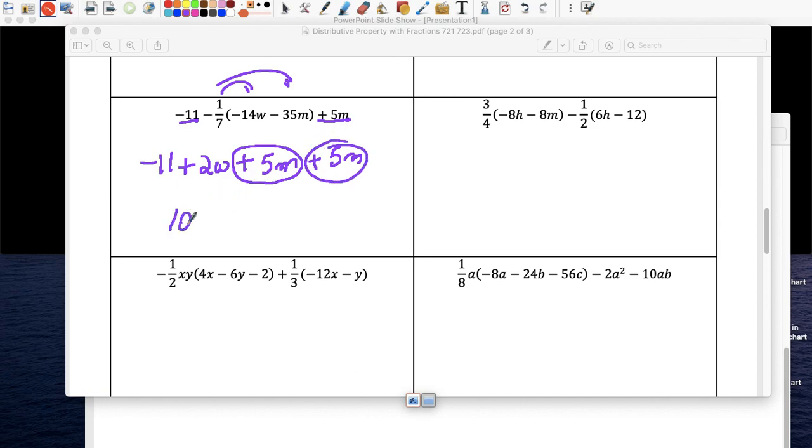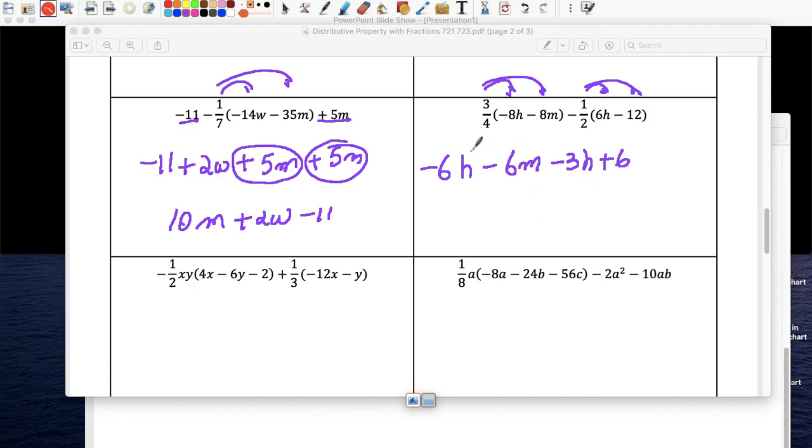So we get 10m plus 2w minus 11. Two distributive properties here and here. 3/8 times, so it's a positive times a negative, and you're going to get negative 6h. 3/4 times negative 8m is going to be, again, negative 6m. Half times 6h is going to be negative 3h. And then half times negative 12, so it's negative times a negative. Excuse me. Plus half of 12 is 6.